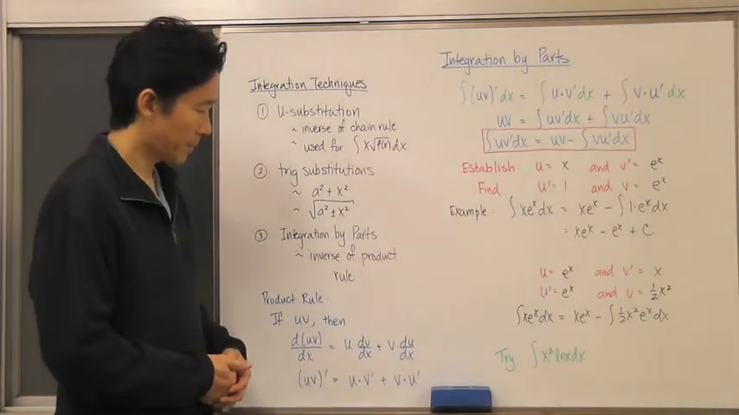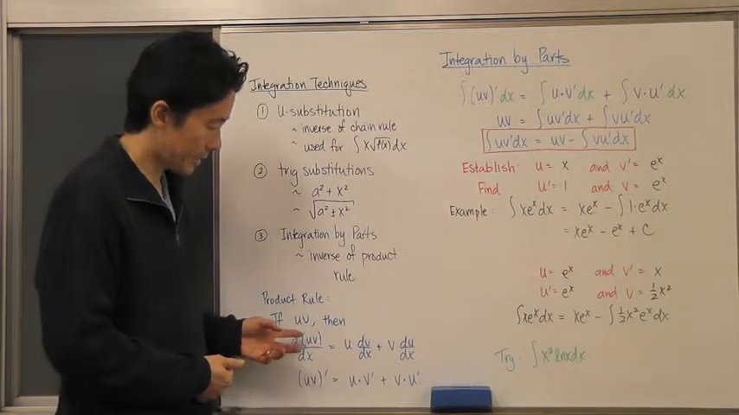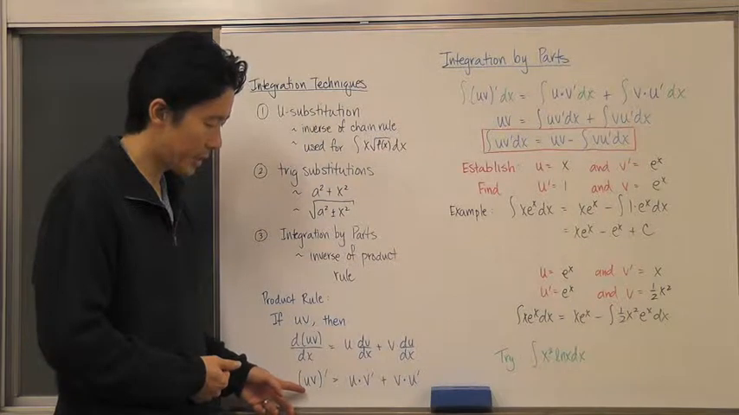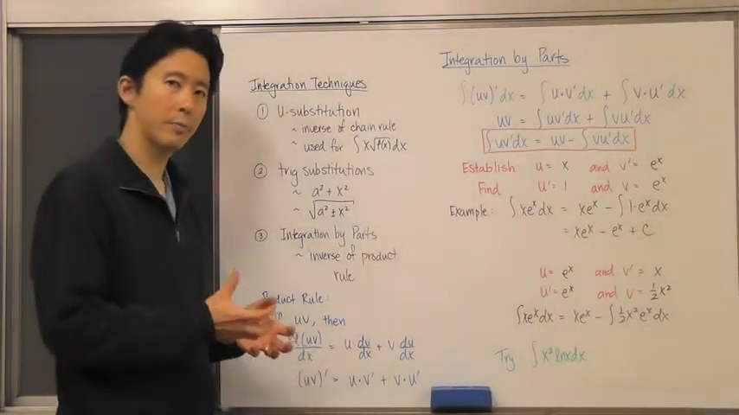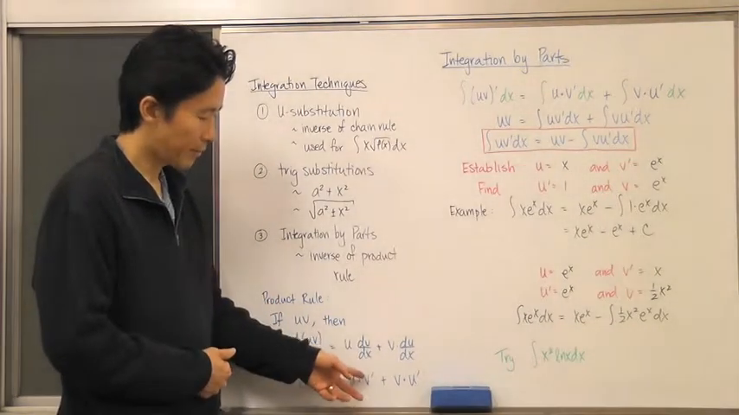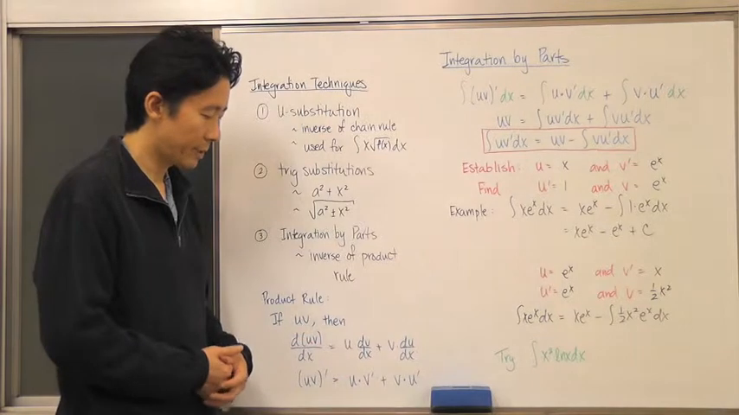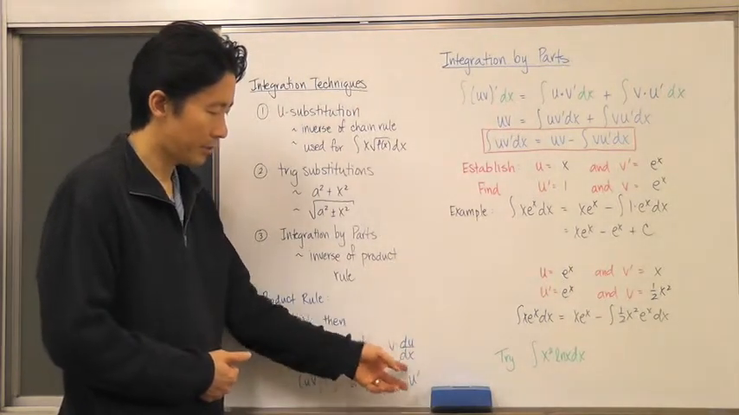Now I'm going to simplify this form just a bit, and I'm going to say that this whole derivative here is just going to be denoted by the product of u and v prime. So the derivative of the product of u and v is going to be equal to u times v prime, because that's what dv over dx is, plus v times u prime, which is du over dx.